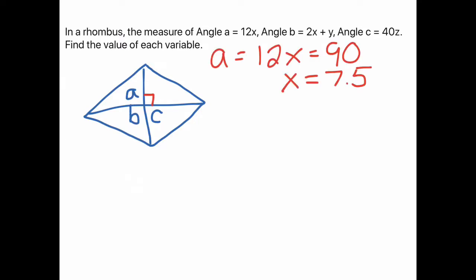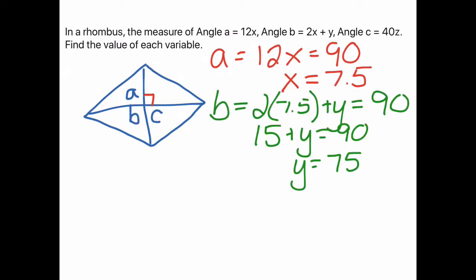And for angle B here, we can say that 2 times 7.5 for the x, plus y, also has to equal 90 degrees. We can solve this for y using algebra, and what we get is that y equals 75. Then for angle C, we can also set it equal to 90, so 40z will equal 90. We solve that with algebra to get z equals 2.25 by dividing both sides by 40. And there are the values of the three variables.